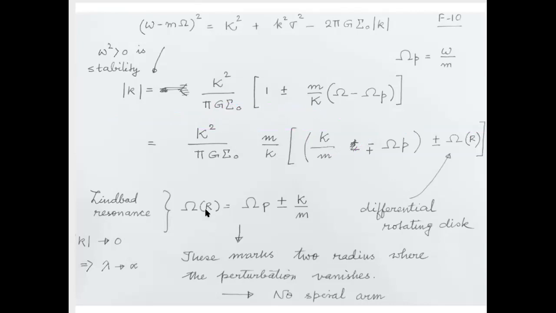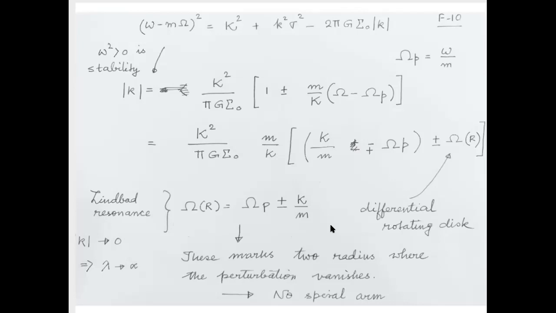So this gives you two radii, one inner radius and one outer radius. Inside the inner radius, you cannot have this perturbation, so you cannot have a stable density wave or spiral structure. And outside the outer radius also, you cannot have a stable spiral structure. These two radii are called Lindblad radii, and this condition is called Lindblad resonance, where this criterion is satisfied.